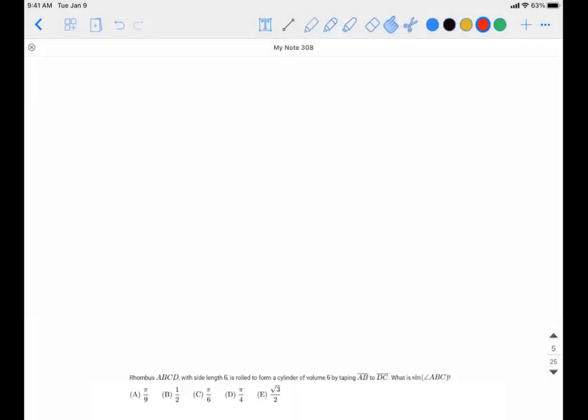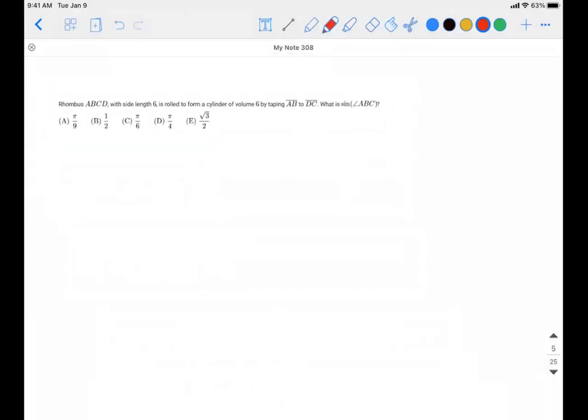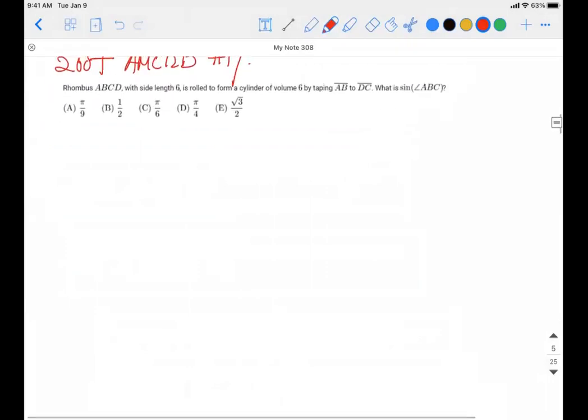So the first one, we're looking at a problem that comes from 2007 AMC 12B, question number 19. Like I said, you won't see the very latest problems, but back 10 years, 20 years, there were a lot of problems. So let's have a quick look. A rhombus ABCD has side length 6. This is rolled to form a cylinder of volume 6 by taping the AB side to the DC side. Then what is the sine value of angle ABC?